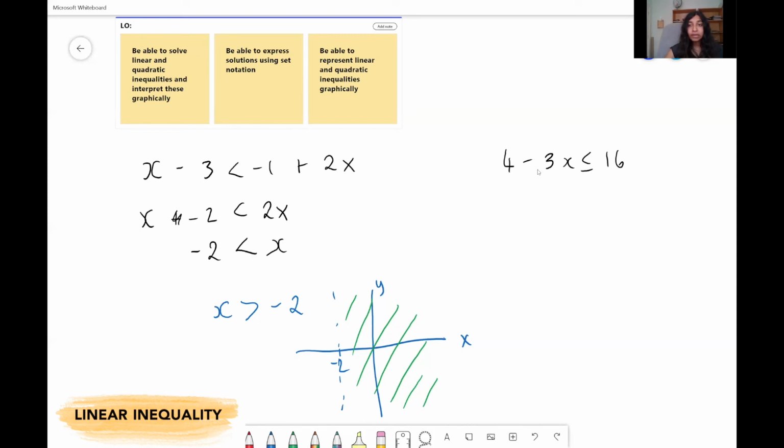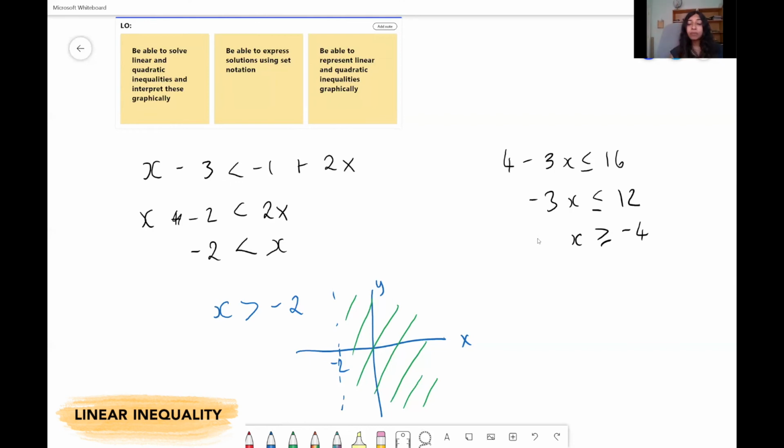If we want to have the x's on one side, we just want to bring the 4 to the other side. So you'd have minus 3x is less than or equal to, if you subtract 4 from both sides, 12. And then at this stage, if you divide everything by minus 3, this would flip the sign over because it's a negative number. So you just get x is more than or equal to minus 4.